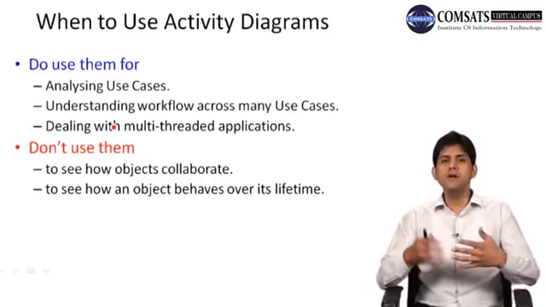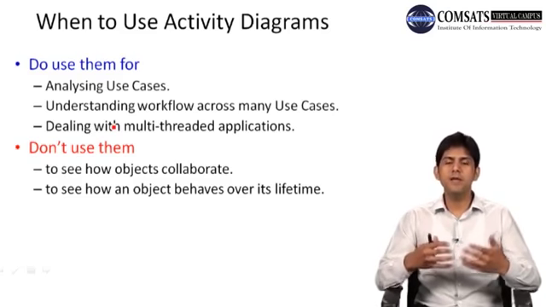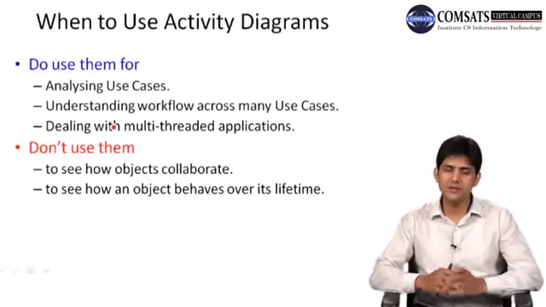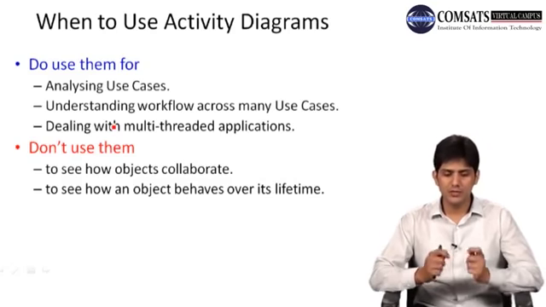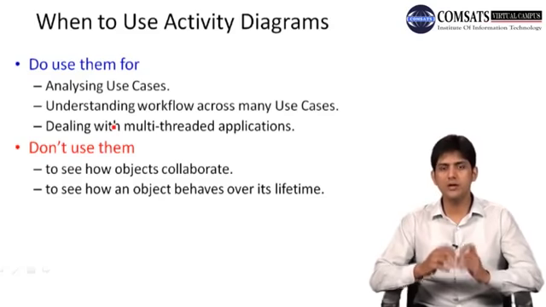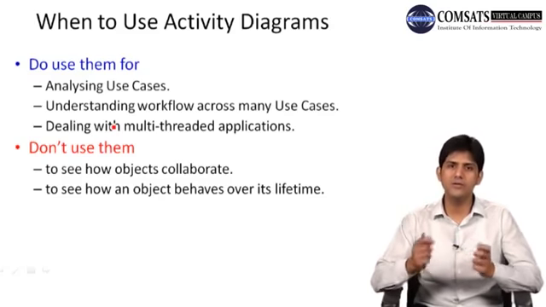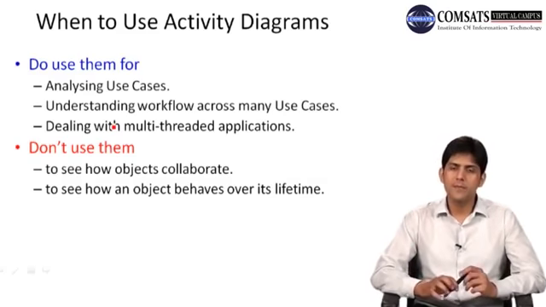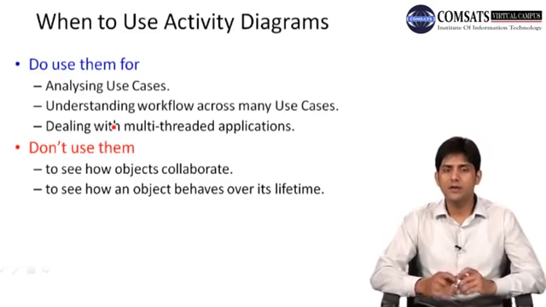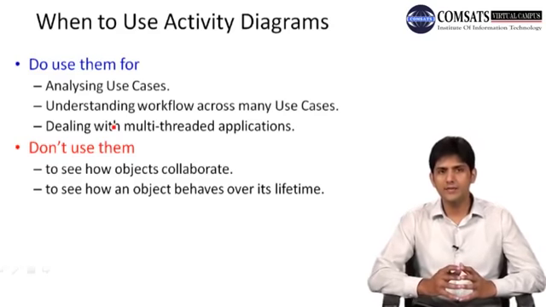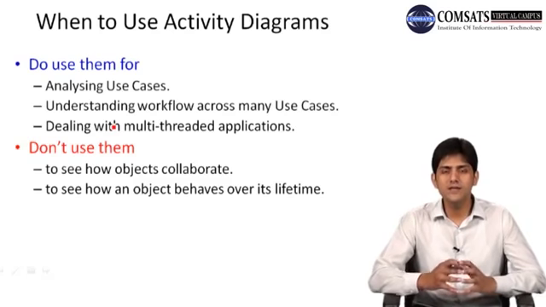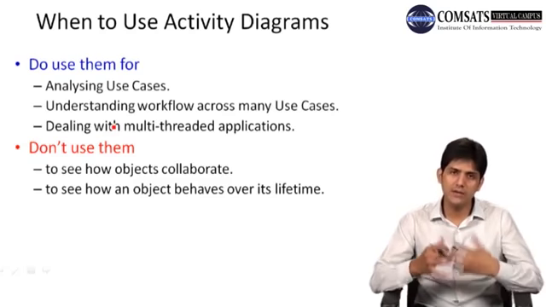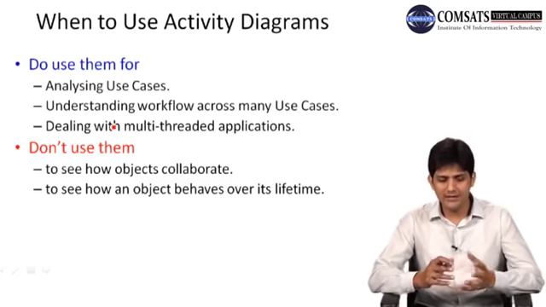Now you can make an activity diagram which can have the flow between these two use cases. So the second use of an activity diagram is that it can be used to show or analyze how different use cases work together. Or, dealing with multi-threaded applications, we will see how this can be done using activity diagrams, because there is a concept of concurrent activities in activity diagrams, and we can do forking and joining. We will see how activity diagrams can be used to represent multi-threaded applications.